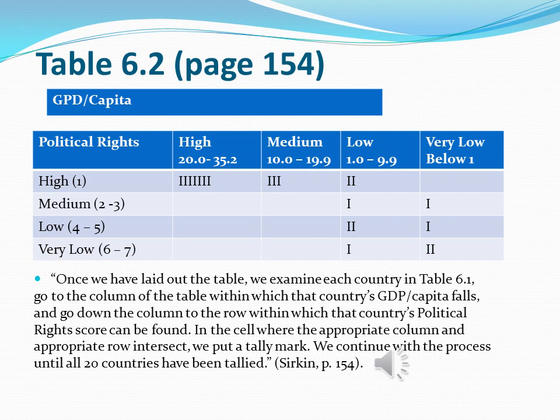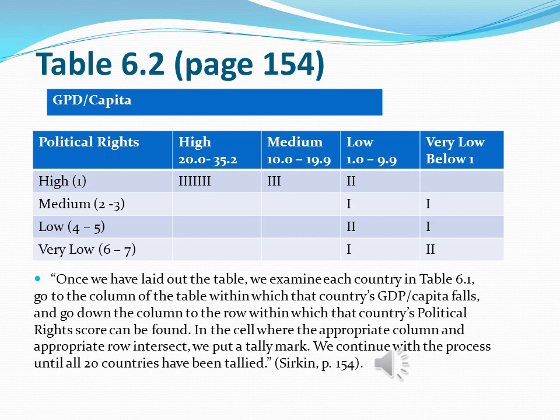As far as the high is 20,000 to 35,200, and the medium is 10,000 to 19.9 thousand, and the low is 1,000 to 9.9 thousand, and the very low is below 1,000. Notice that's across the top. Those are the column headings.